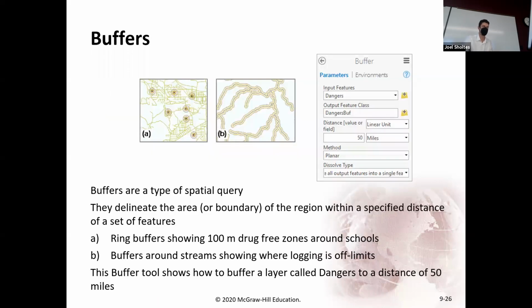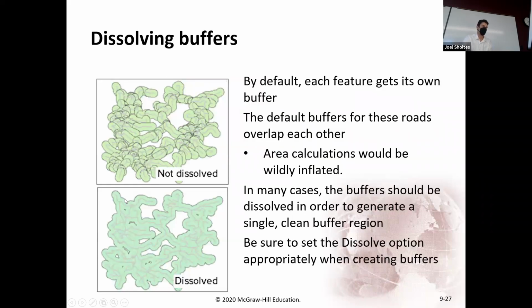There's an option in the buffer tool, dissolve type. That just means, do we want to bring it all together and lump it and merge it, which would be dissolved, or do we want to keep it separate? That would be basically anytime you have a separate element in your shapefile. So this is a segment of a stream. Here's another segment. We get a new shapefile or a new buffer.